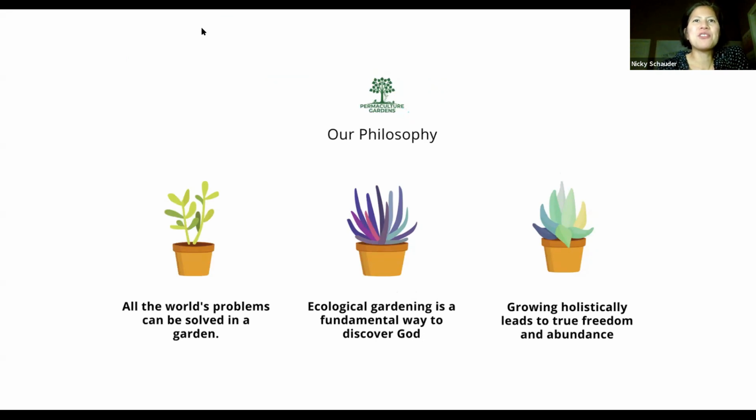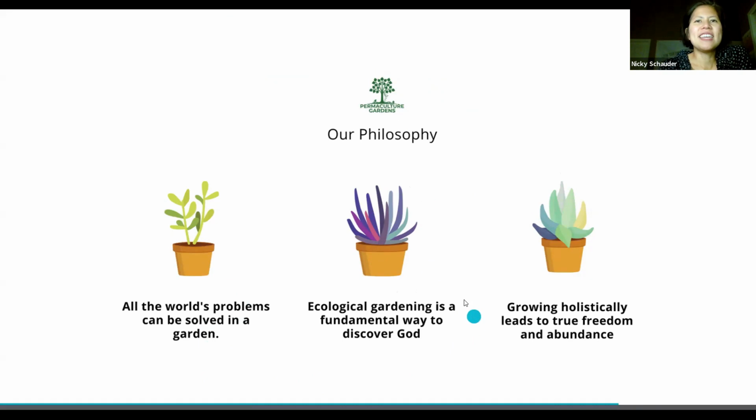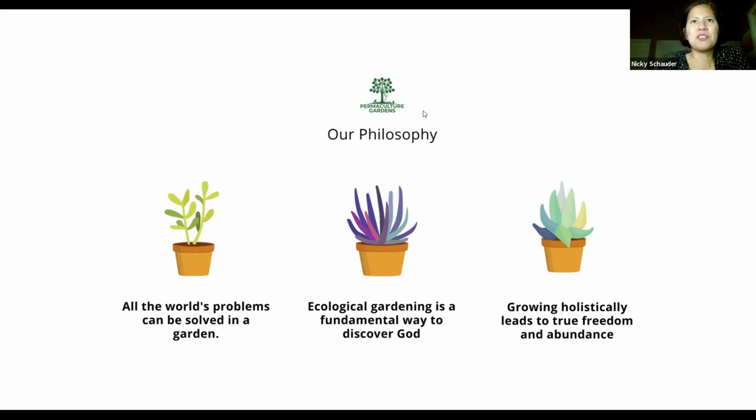Difference between permaculture and organic gardening. Yes, awesome. Ecological gardening is a fundamental way to discover God. This is something we believe. This is not permaculture. Permaculture is not religious or anything. Starting small.